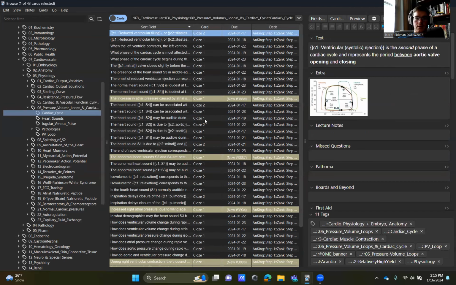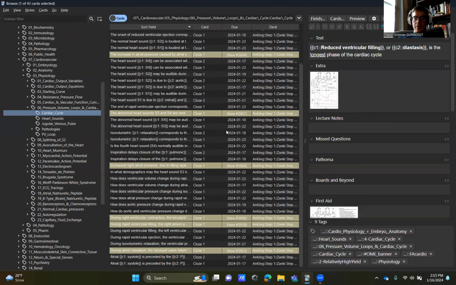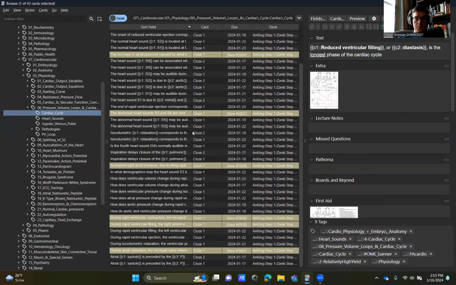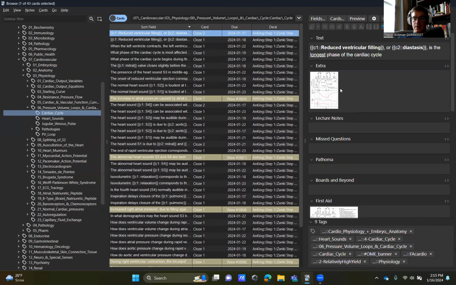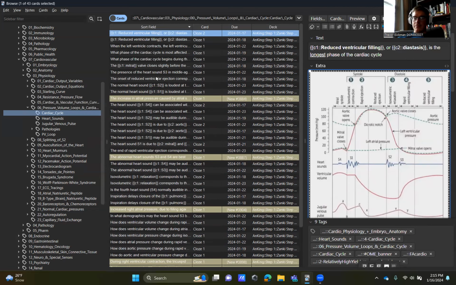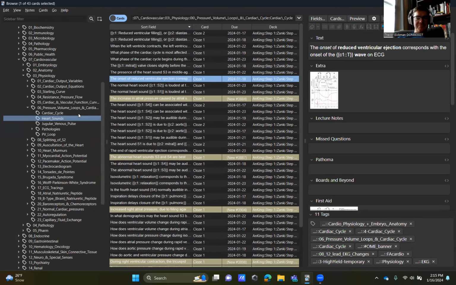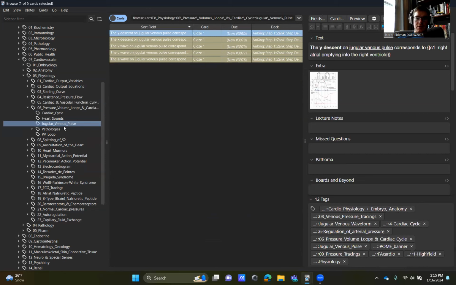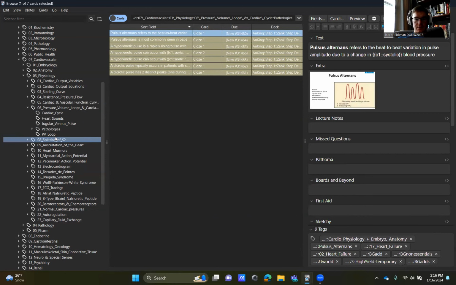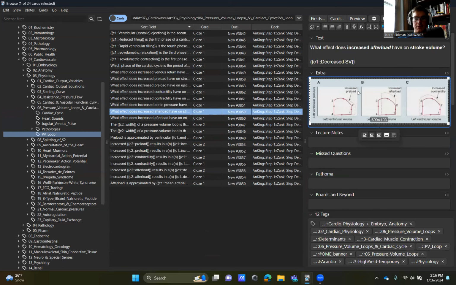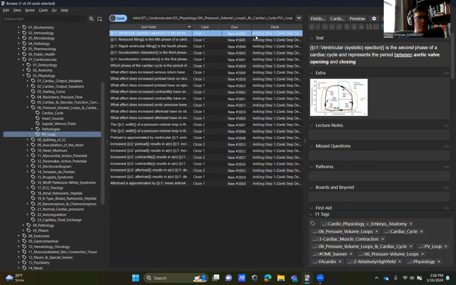So a lot of new cards here. Cardiac cycle. This should all be from previous videos. So don't have to worry about that. But we just got a head start on the whatever this curve is called. Heart sounds, again, nothing new. Jugular venous pulse, nothing new. Pathologies, nothing new. But the PV loop, whatever, I can't remember, the pressure, ventricular pressure loop, something like that.